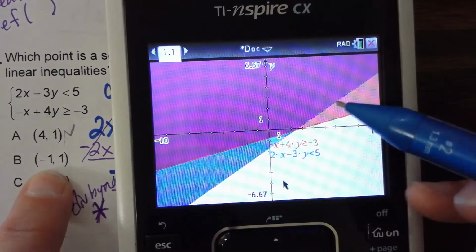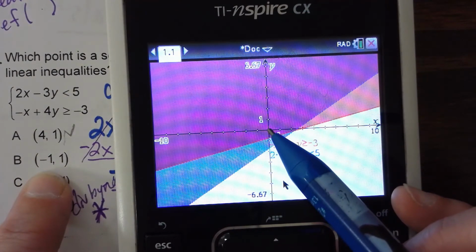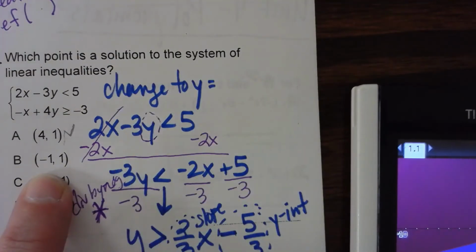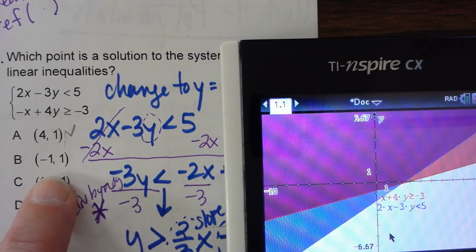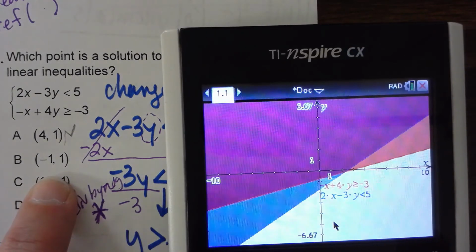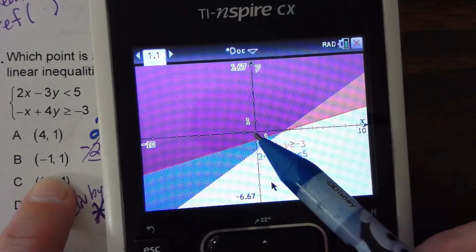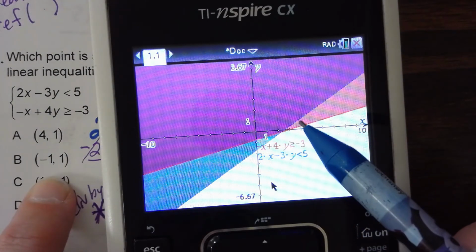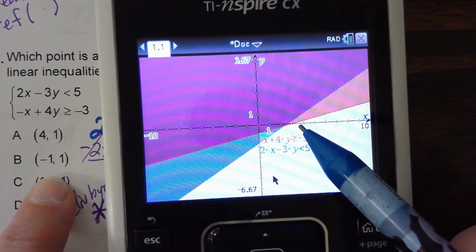4, 1. Let's look at -1, +1. Which point? Oh, 4, 1 must not be in our solution. Maybe it's a little less. 1, 2, 3, 4, up 1. Maybe that's right underneath. Pretty close. We'll put a question mark there instead of a check mark.